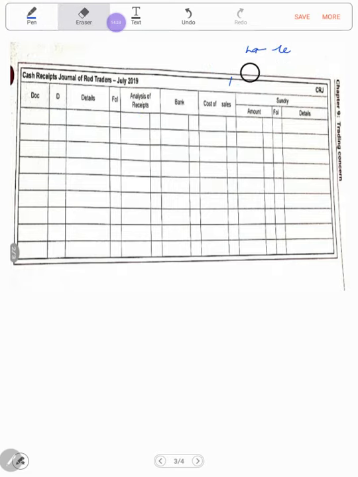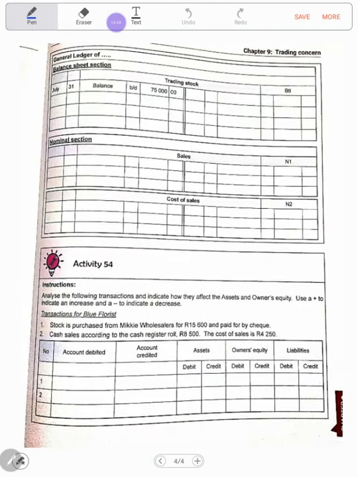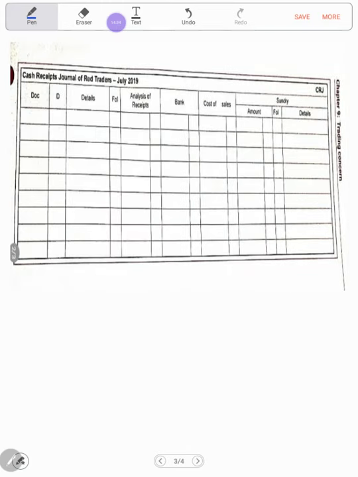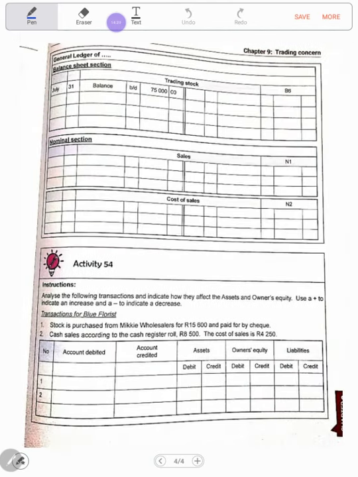Okay, moving along. Once you have completed your CRJ, you will then transact the information that just took place in the July month to our trading stock account, sales, and cost of sales. Remember, you have to know what type of accounts you are dealing with. We know that trading stock is an asset account, so it increases on the debit side and it will decrease on our credit side.